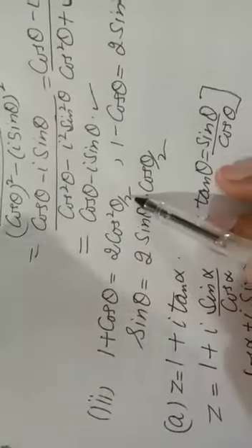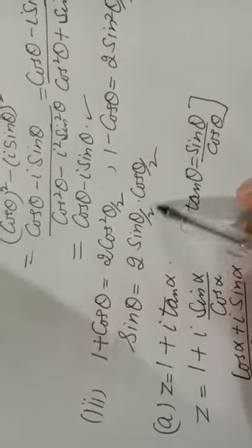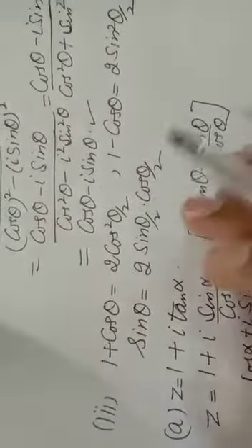Firstly, I am discussing sin θ = cos(π/2 − θ) and cos θ = sin(π/2 − θ). And the third rule: if 1 + cos θ is given to you, you will change it to 2 cos² θ/2, or if sin θ is given, it will be changed to 2 sin θ/2 cos θ/2. These two rules we can implement there.